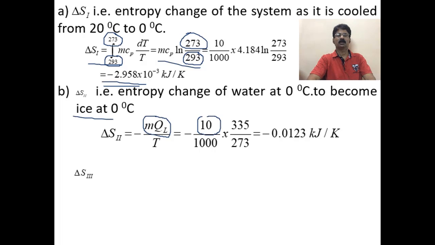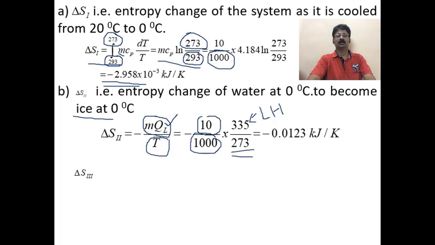Here also you have taken M as 10 in the previous calculation, right? Oh sorry, it is 10 grams, not 10 kg. So 10 grams is converted into kg by dividing by 1000. So here also M is 10. And QL is nothing but the latent heat of fusion of ice, 335, and this whole thing is the heat to be removed, and it is taking place at a constant temperature of 0 degrees Celsius or 273 Kelvin.